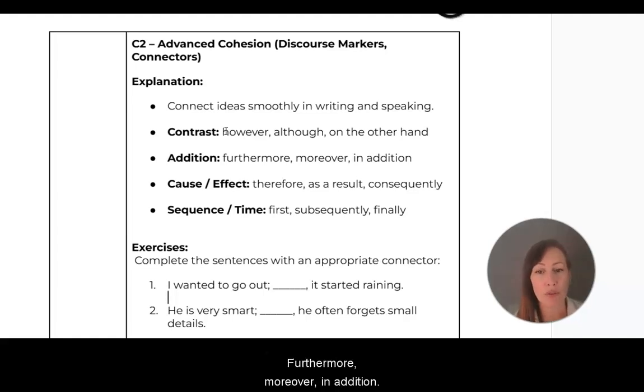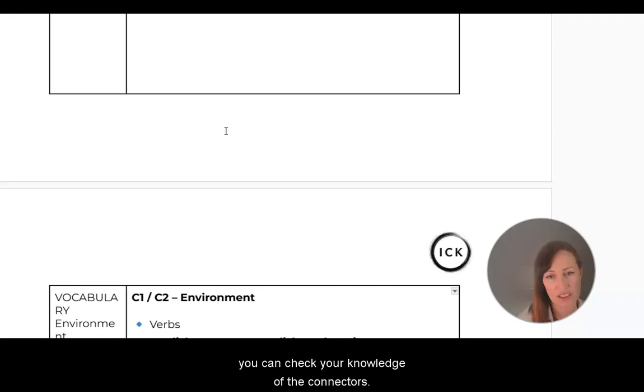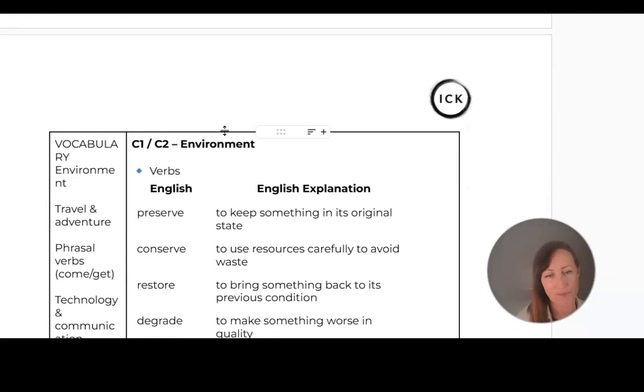Addition, furthermore, moreover, in addition. So as I said before, you can use this instead of on the other hand if you're using on the other hand incorrectly. Speaking about cause and effect, therefore, por lo tanto, or as a result, or consequently, and then using connectors in relation to time or sequence, first, then, subsequently, and finally. So there's a little quiz that you can check your knowledge of the connectors. So that's the end of the grammar.